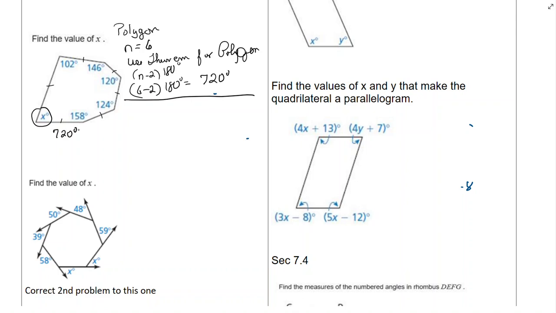720 degrees has to be the sum of all of the angles: 102, 146, 120, 124, and 158, and our unknown x degrees. Let's add up these guys. And when we do that, we get 650.